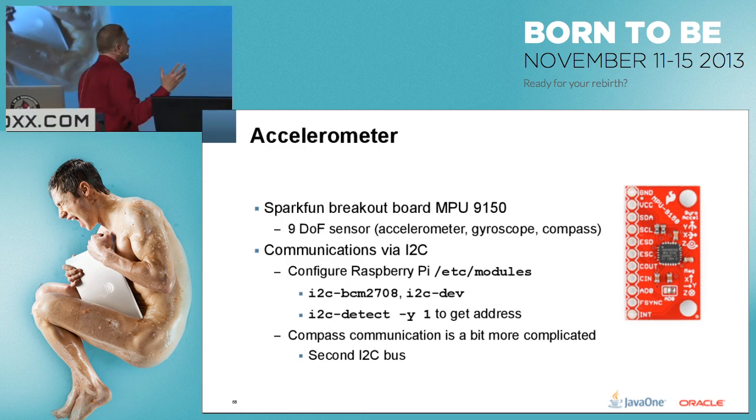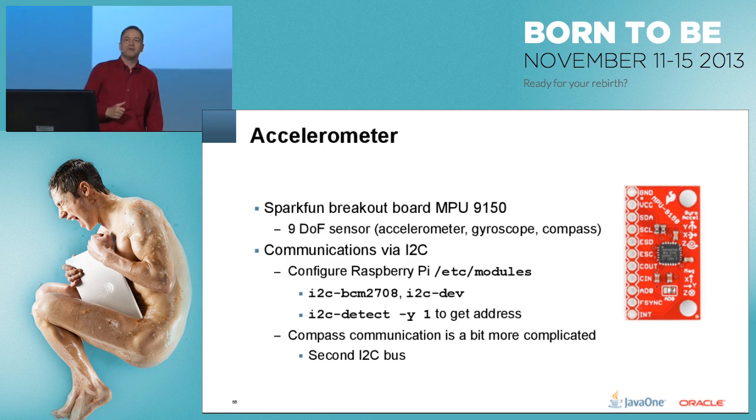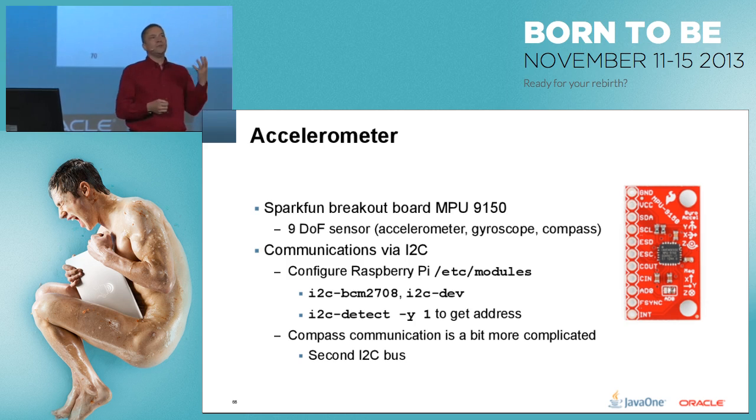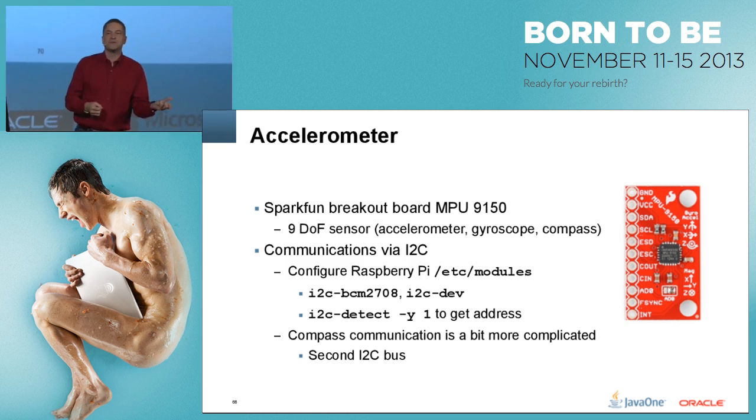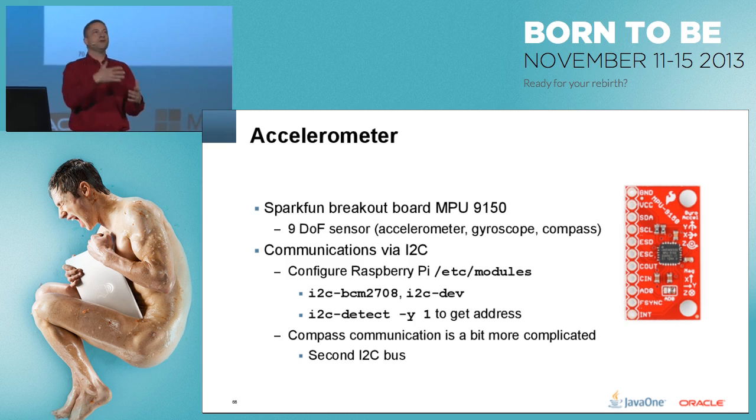The accelerometer was fairly straightforward. Angela's already talked about this, so I won't go into any great detail. As she already said, this is a nice little device. It's not fantastically cheap. It's about $50, I think. But it does give you 9 degrees of freedom. So you get a 3-axis accelerometer, a 3-axis gyroscope, and a 3-axis compass. So you can monitor pretty much all kinds of movement.